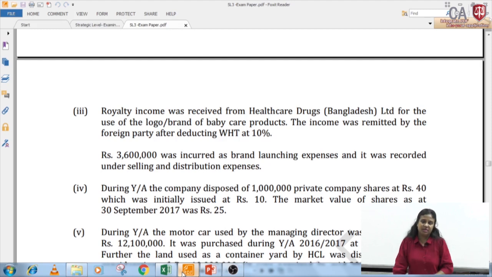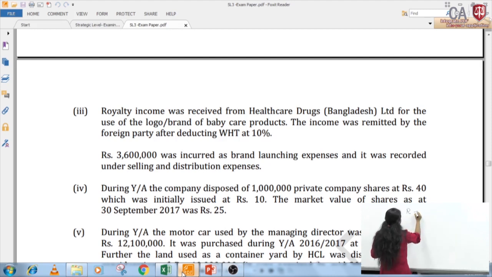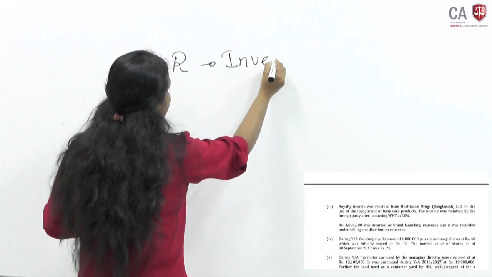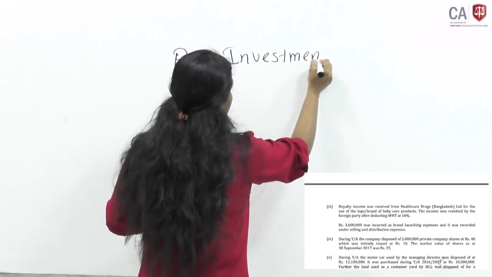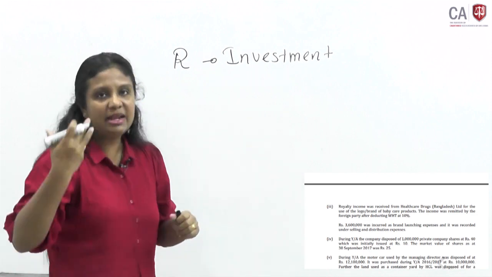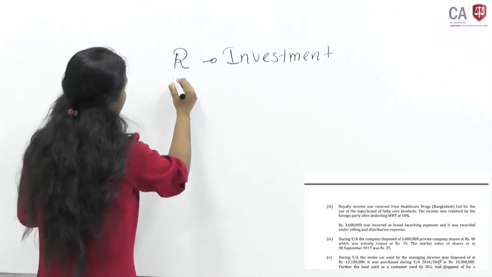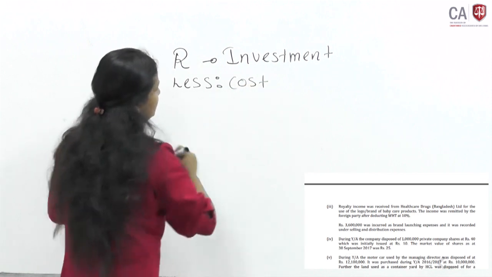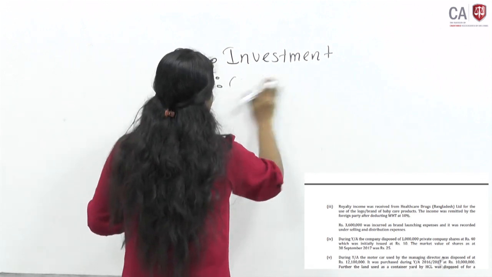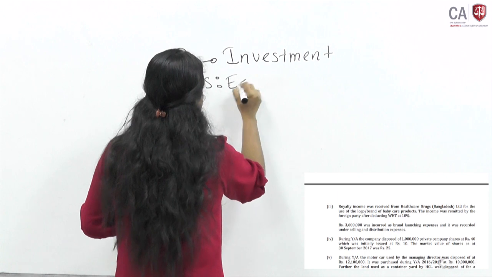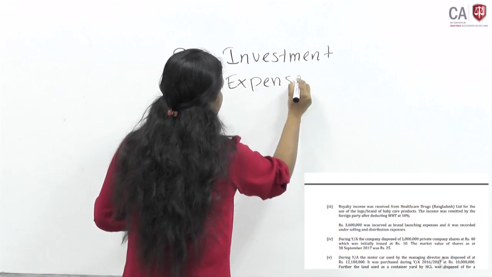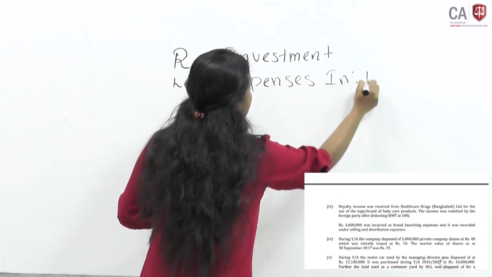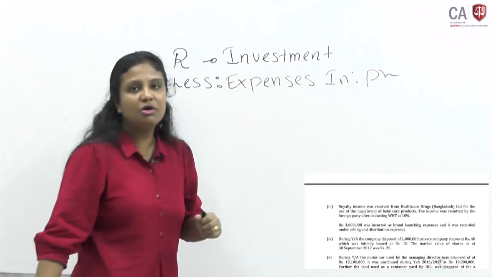What is this, Lamai? The royalty income is the investment income. To gain this investment income, there are costs incurred, or I am using the expenses incurred in production of income of investment.